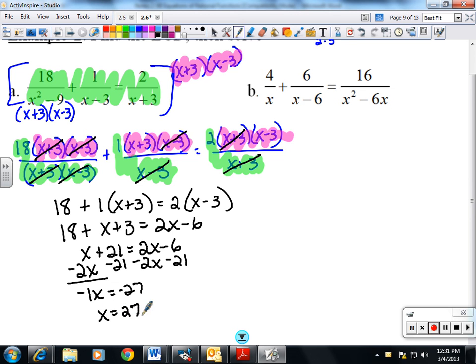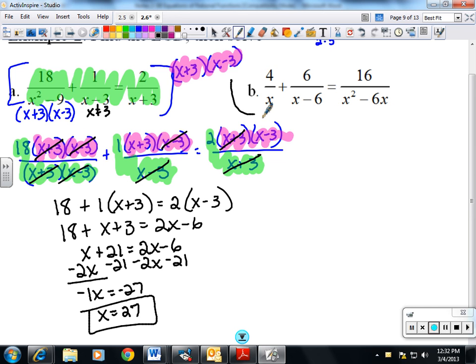You always have to check to see that your answer is not one of the answers that would make your domain a 0 in the bottom. I can't have an answer of 3, because if I get an answer of 3, when I fill it back in, I'm going to get 1 over 0, and that won't work. 27 is fine. It's not 3 or negative 3. So my answer is x equals 27.